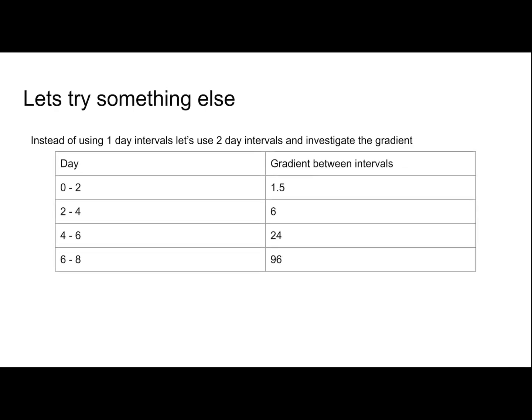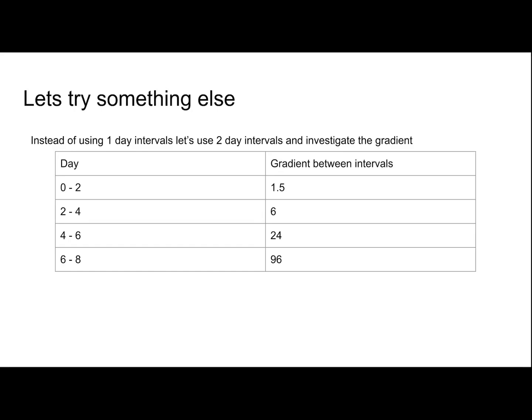So we'll use 2-day intervals and we'll investigate the gradient. On day 0, I have $1. On day 2, I have 2 to the power of 2, which is $4. I increased by $3 over a period of 2 days. 3 over 2 is 1.5. On day 2, I have $4. On day 4, I have $16. Oh, sorry, on day 2, I have $16. 16 minus 4, that's 12. 12 over 2 days, so I have $6. So the gradient is 6 per day.